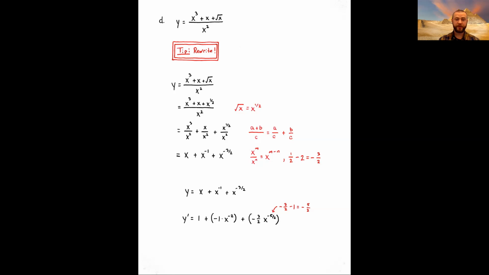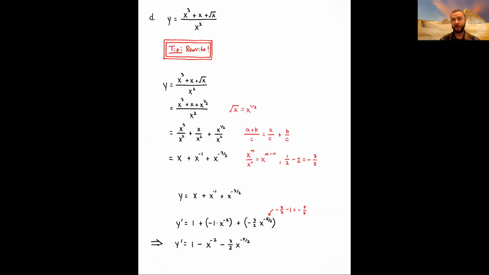Okay, so from here we can just rewrite this. And it's fine to leave this answer here in this form. Just realize you could rewrite some of these negative exponents as reciprocals, 1 over a power of x. You could rewrite the -5/2 power as some sort of radical, but you don't have to do that. So leaving your answer here for y prime in this form is completely fine.